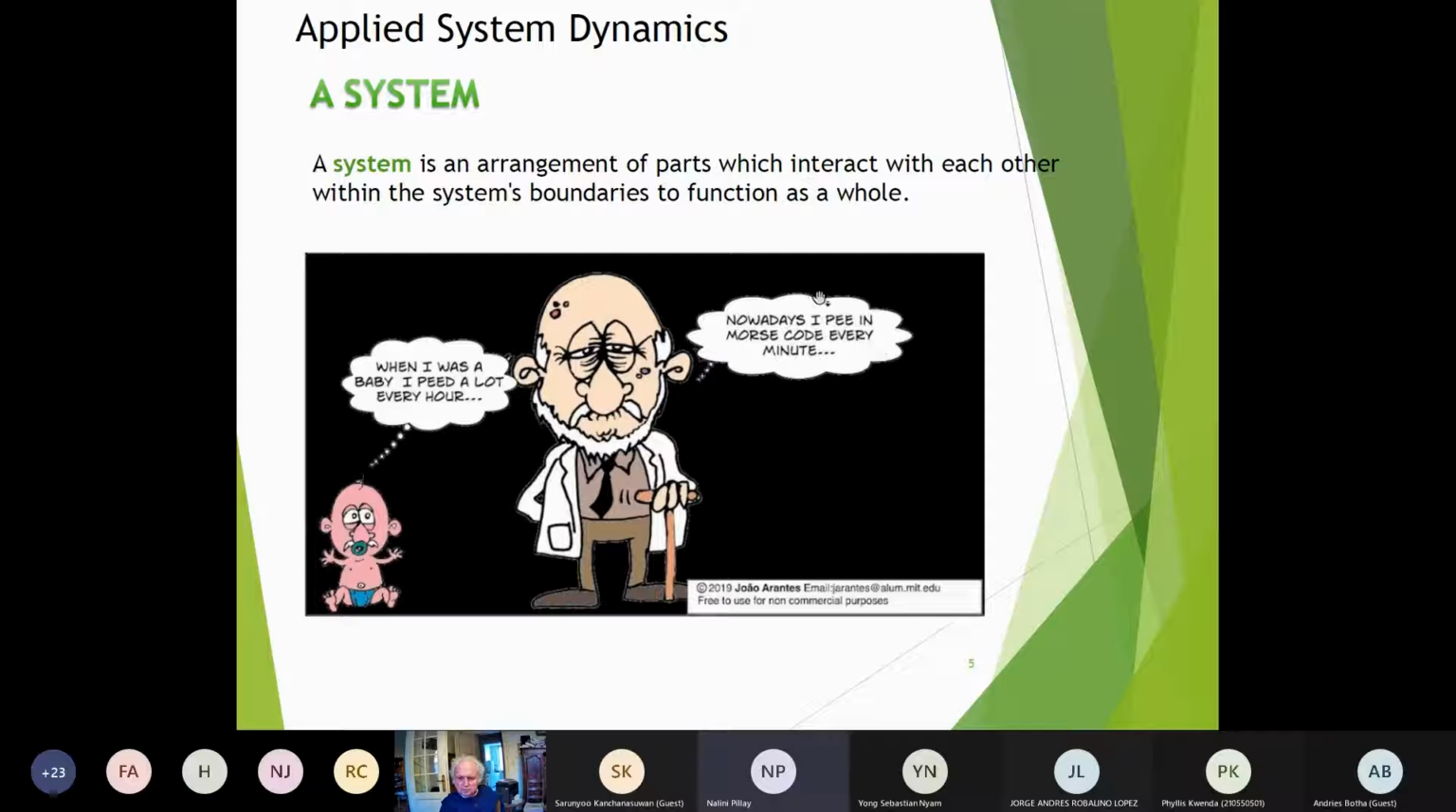Now, a system has many characteristics, but a system may also change in terms of the structure and behavior over time. In this case, there's a little system here that peed a lot every hour. The little system became a bigger system, older system, and now pees in Morse code every minute.